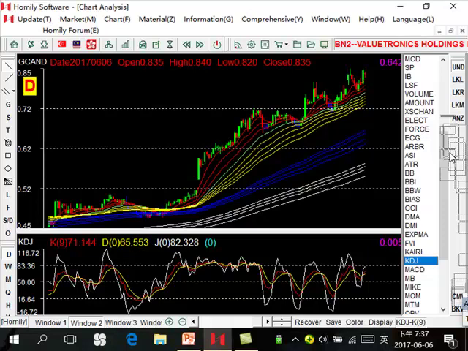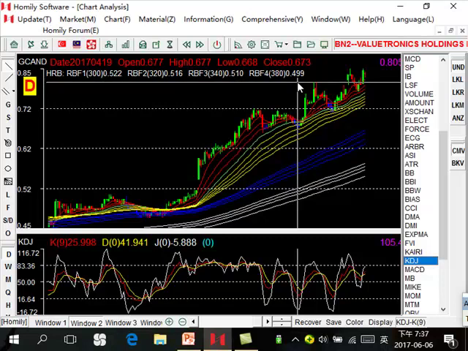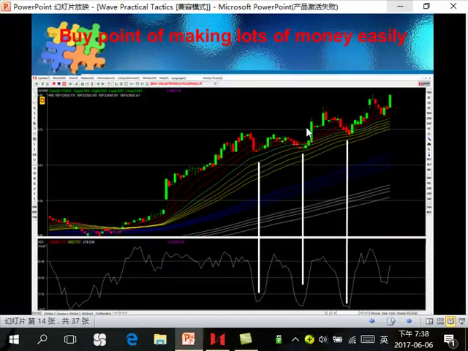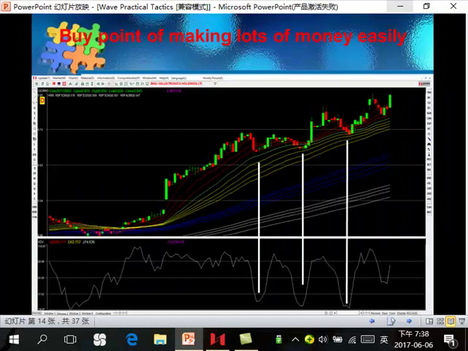Then we see here. If you follow the blue signal, you can combine it. When the blue signal disappears, that is a buy point, and the KDJ turns upwards. If you follow these buy points in the uptrend, you can make more money. So this can teach you how to make more money. Then let's see how to find the buy and sell points. Today I will teach you two functions and how to combine them to catch your good buy point and sell point.